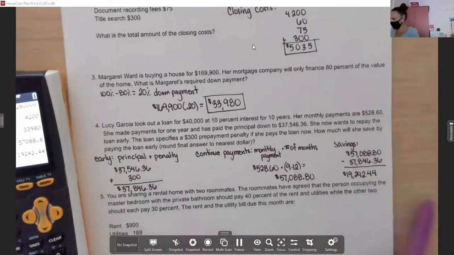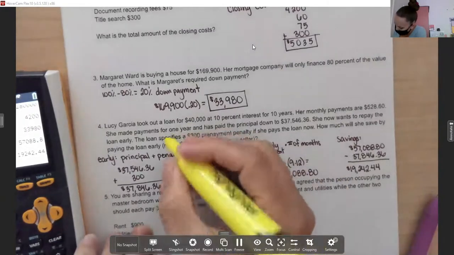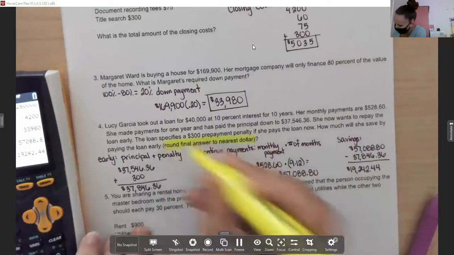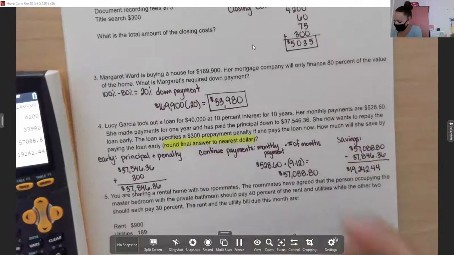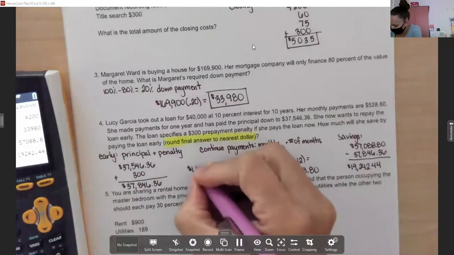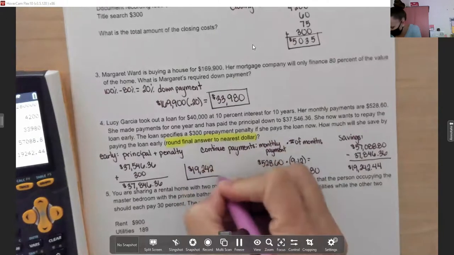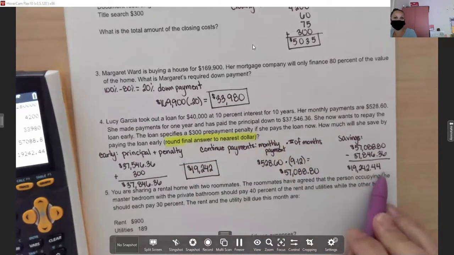The problem says, this last part, round your final answer to the nearest dollar. So if this were multiple choice, or if you had to type in your answer, you would not type that in. It would be $19,242. You do not round up. You leave it at 42 because this is less than 50 cents.